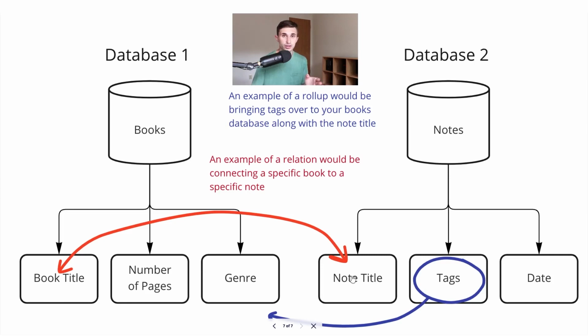So a relation connects two rows within a database or within two separate databases. And then a rollup would allow you to bring over other attributes or other properties from that specific table that you're referencing and add them to your book title row.